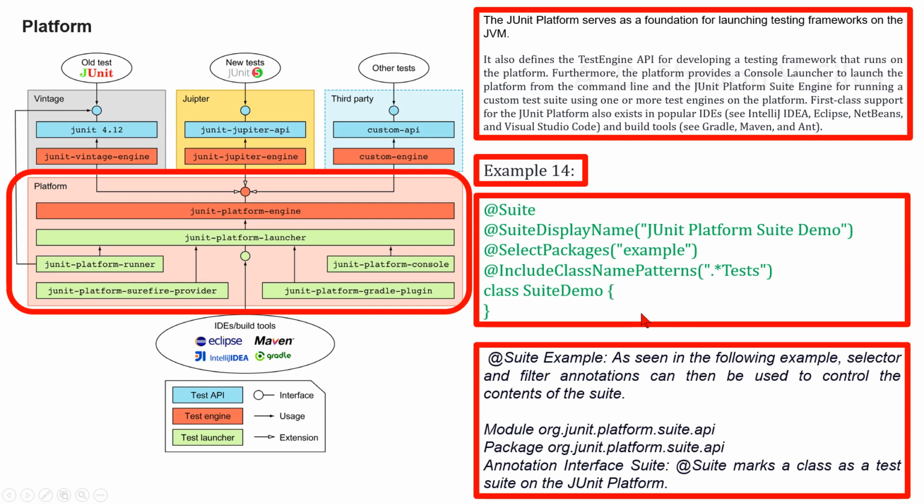Additional configuration options. There are numerous configuration options for discovering and filtering tests in a test suite. Please consult the Javadoc of the org.junit.platform.suite.api package for a full list of supported annotations and further details.